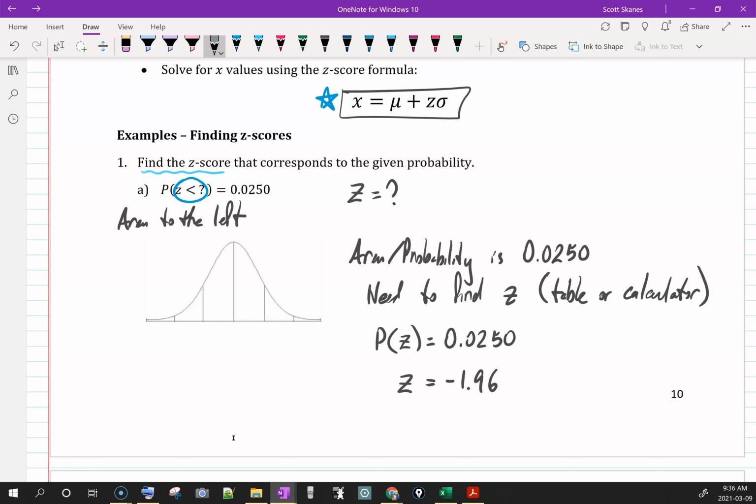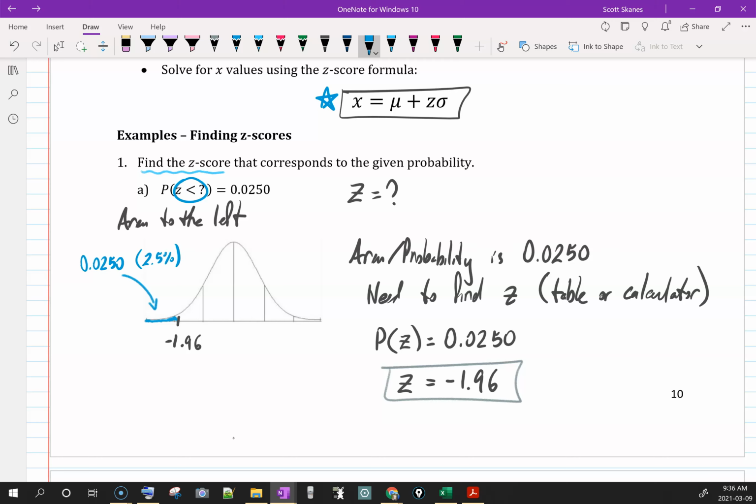Let me try to clarify what we just did. There's not a lot to it except for the thinking. The calculations are very short. What takes the most time is the thinking. So negative 1 and negative 2. Negative 1.96 would be right here. So the area to the left of that would be very small. In this case, 0.0250, or 2.5%.